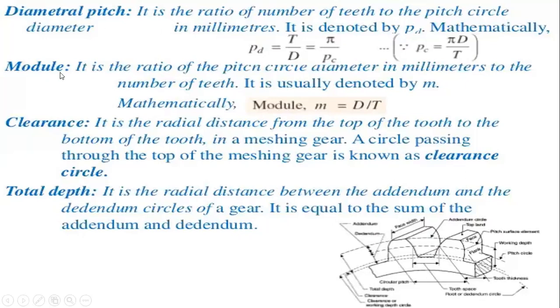And next one is the module. It is the ratio of the pitch circle diameter in millimeters to the number of teeth. So you take the pitch circle diameter divided by the number of teeth, and it is usually denoted by m, that is the module. Mathematically, small m is equal to D by T, that is module m is equal to D by T.